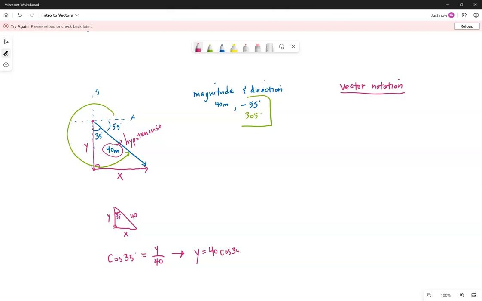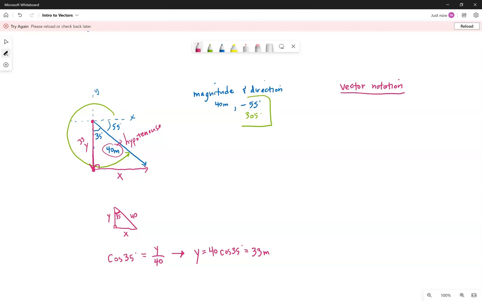I'm not going to write the units right now, but I do need to write them when I'm fully writing out my vector. So we can say that this 40 meters at exactly this 35 degree angle, rounding to 2 sig figs, would be 33 meters. So ultimately what that says is if I start at the same point and head down by 33 meters, I'm going to end up lined up with the tip of this other vector.